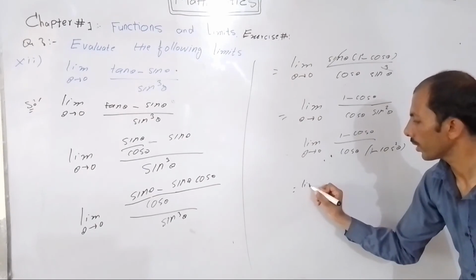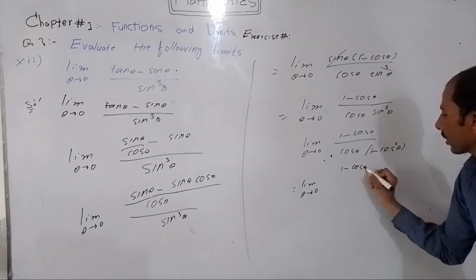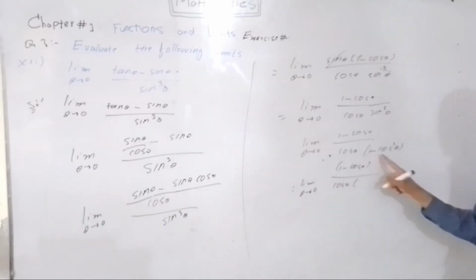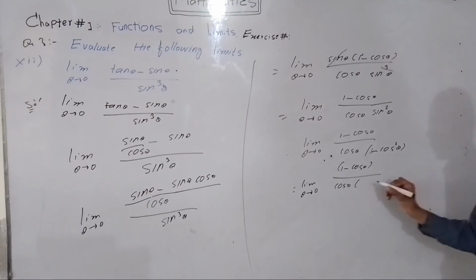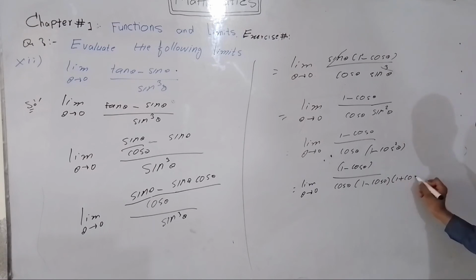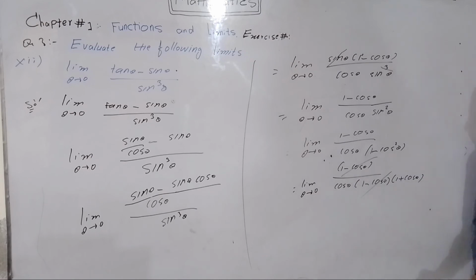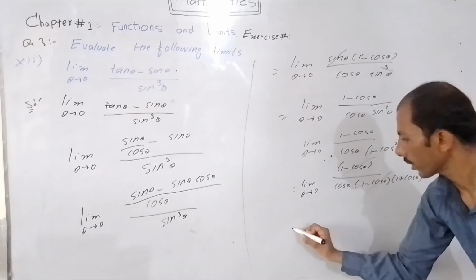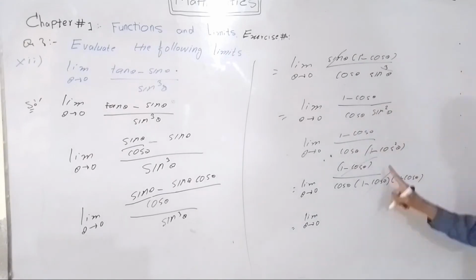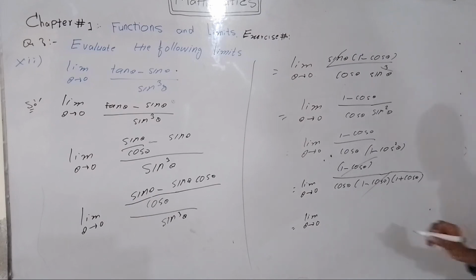It is equal to limit theta approaches 0, (1 minus cos theta) whole divided by cos theta. 1 minus cos square theta is equal to (1 minus cos theta) into (1 plus cos theta). 1 minus cos theta and 1 minus cos theta cancel, which is equal to limit theta approaches 0, 1 divided by cos theta into (1 plus cos theta).